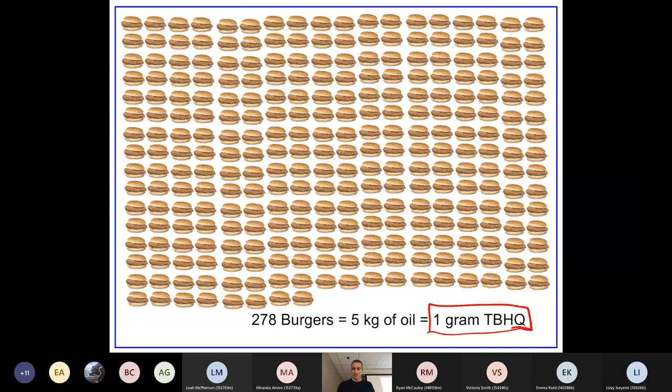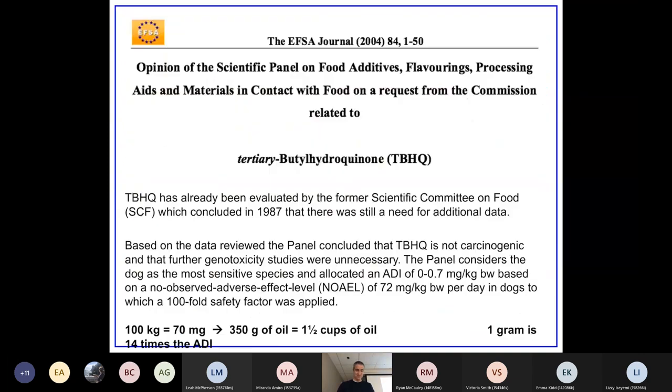Is the same for spicy junior chicken sandwich? Yeah, probably. They add TBHQ not to the food itself. They add it to the fryer oil that it's fried in. So anything that's deep fried, probably the exact same thing. By the way, this is the study that was done by the European Food Safety Authority back in 2004 on tertiary butyl hydroquinone.